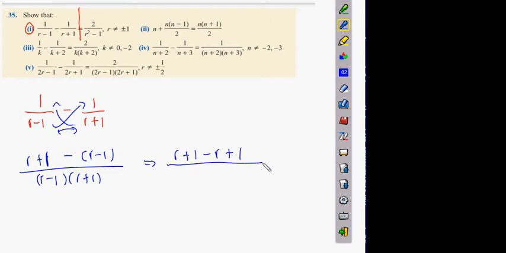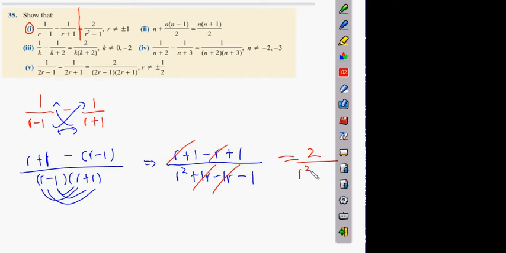On the bottom, if I multiply it out, what happens? R squared, 1r minus 1r, minus 1. Now, on top you'll notice the r's cancel, give me 2. On the bottom you notice the 1r's cancel, leave me r squared minus 1. Was that what I was asked to prove? Yes, it was. It's the same thing.